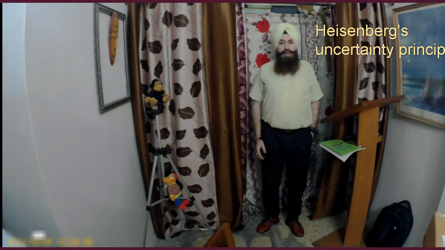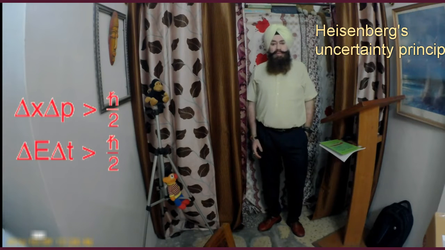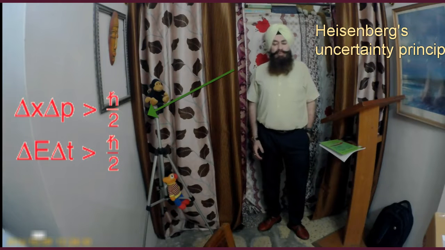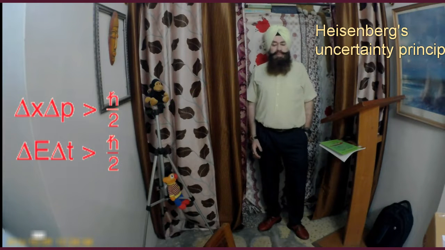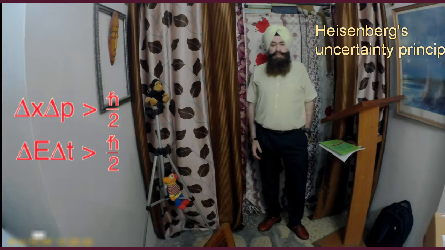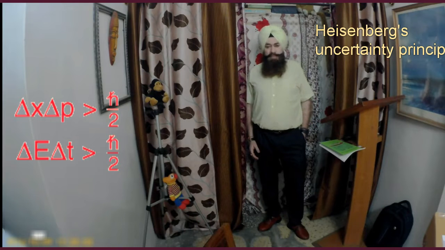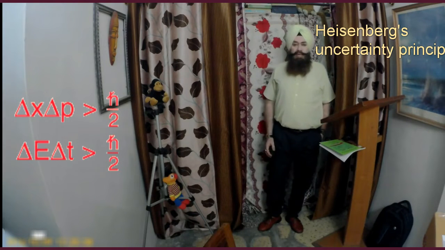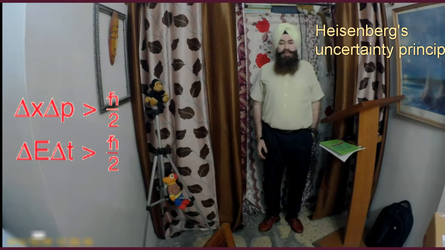Dear friends, today we will discuss the Heisenberg uncertainty principle. You know the very popular expression, delta x delta p greater than or equal to h cross by 2. That means the minimum value of delta x delta p is h cross by 2. What is delta x? Some uncertainty in the position. And what is delta p? Uncertainty in the momentum.